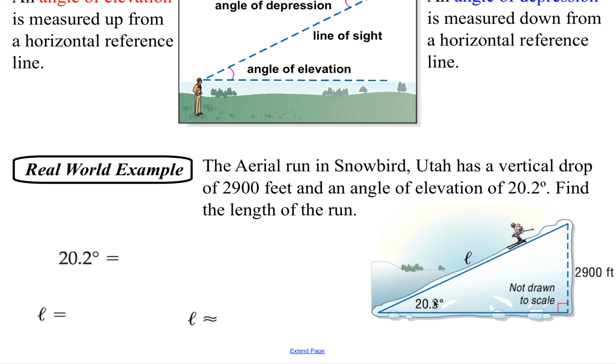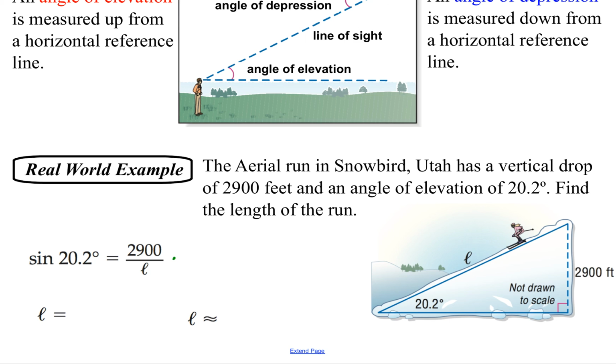So we need to figure out if 20.2 is where we're standing, that's our reference angle. What sides do we know? We know the opposite side, which is 2,900, and we're looking for the hypotenuse. So opposite and hypotenuse is the trig function sine. So we're going to use the sine of the angle, sine of 20.2 is equal to opposite over hypotenuse. Now I could have used the cosecant function as well, but I'm just going to show you how to use the sine function when you have your variable in the denominator.